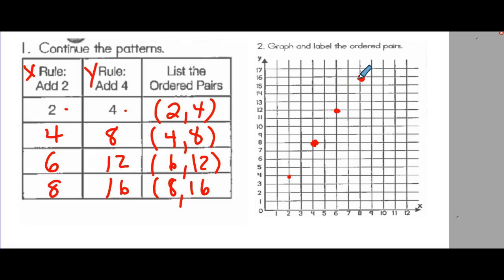Okay, now, graphing and labeling the ordered pairs. Next to each of these points, we would write what the ordered pair is. So that's 2, 4. This one is 4, 8. This one is 6, 12. And this one is 8, 16. And then we would connect this with our line. And that line shows the relationship that Y is always 2 times greater than X.